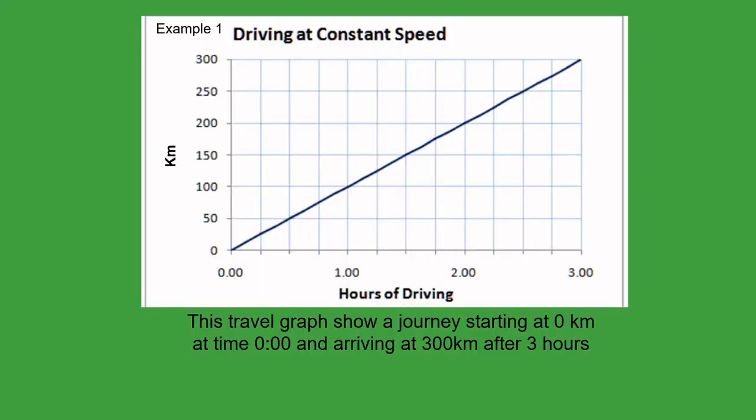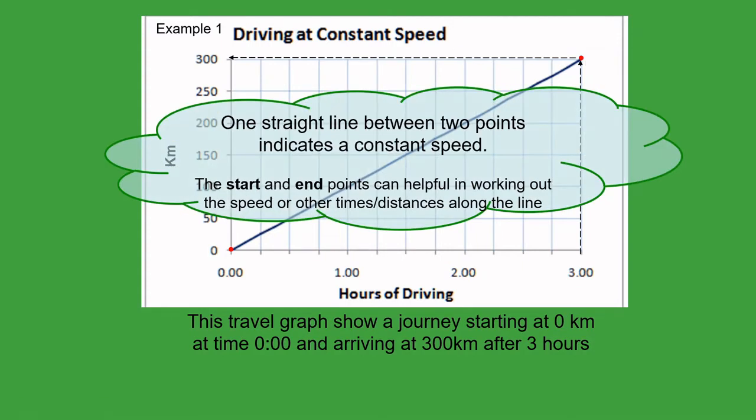Here's an example of a graph which shows a constant speed. It shows that we start our journey at a distance of 0 kilometers at time 0, and we end our journey at a distance of 300 kilometers after 3 hours. One straight line between 2 points indicates a constant speed. The start and end points can be very helpful in working out the speed of that part of the graph, and it could also help us to work out the different times or distances along that line.